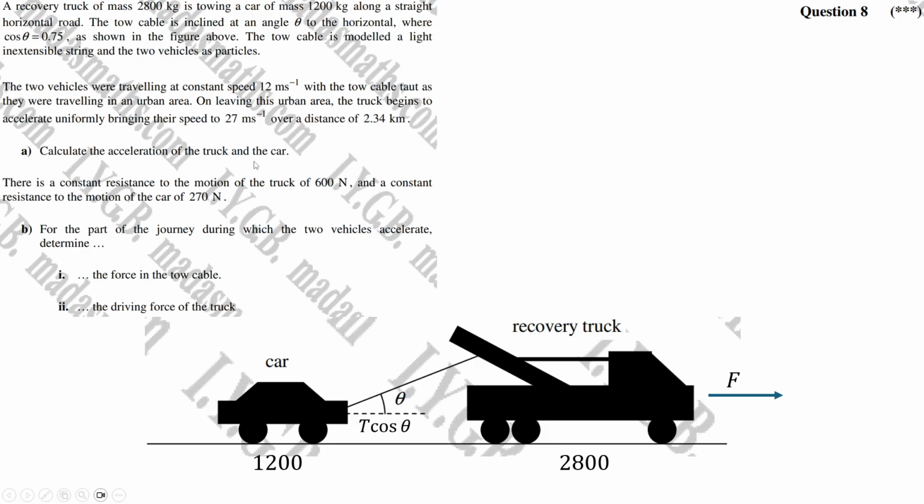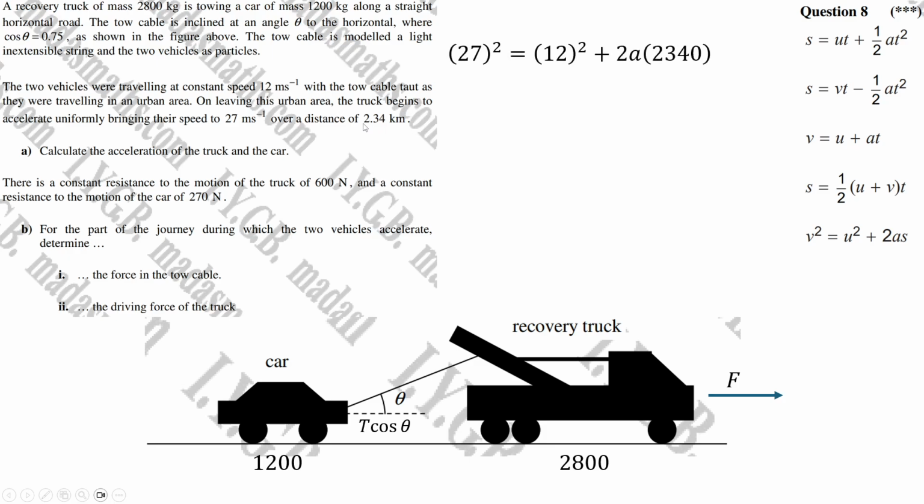But what we want to do is calculate the acceleration of the truck. Now, there are a few ways you can do this. I think I actually used SUVAT. Yeah, I did. So I said that the final velocity is 27, and then the initial velocity is 12. The displacement is 2,340, and A is just A. So you just rearrange that for A, which is this. That's the first part done.